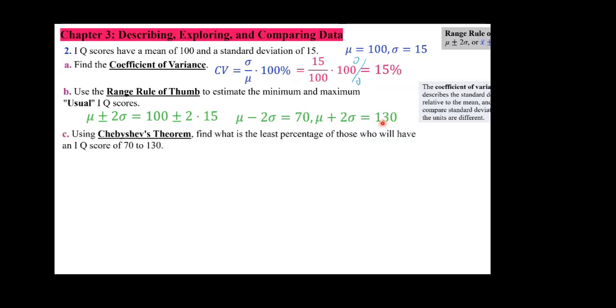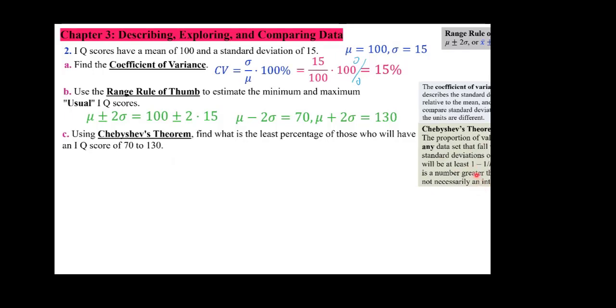And now the Chebyshev's theorem, we want to use to find what is the least percentage of those who will have an IQ score of 70 to 130. By the way, the Chebyshev's theorem is used for any set of data, whereas we have what's called an empirical rule, which is dealing with a bell-shaped, symmetrical curve. With that being the case, Chebyshev's theorem: the proportion of values from any data set that fall within k standard deviations of the mean will be at least 1 minus 1 over k squared, where k is a number greater than 1 and represents the number of standard deviations away from the mean.